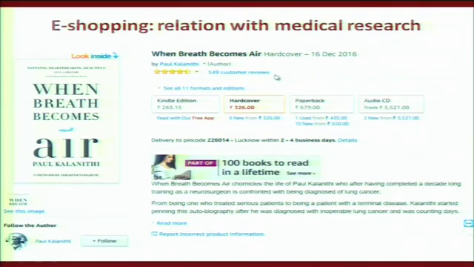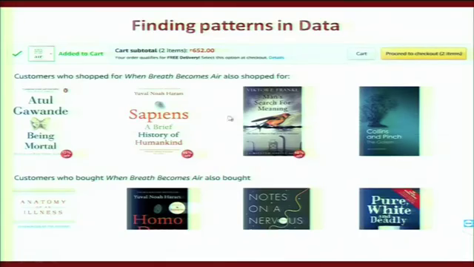The moment I opened Amazon, it said I had already bought this book on 16th of December 2016. That was for myself. It warned me, be careful, you already have it. And then it told me that look, all the people who buy this book also bought these other books.